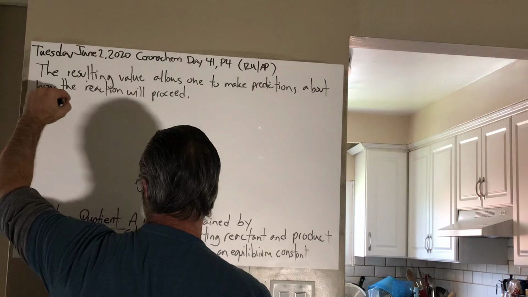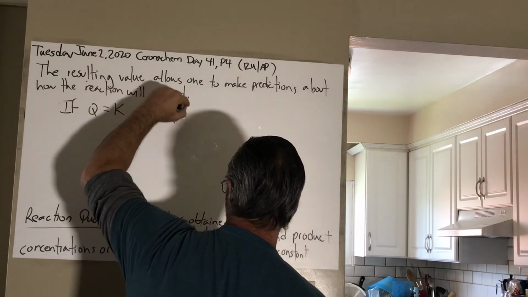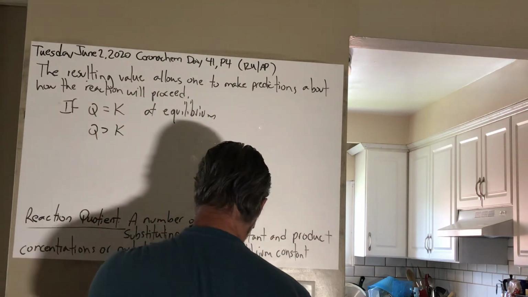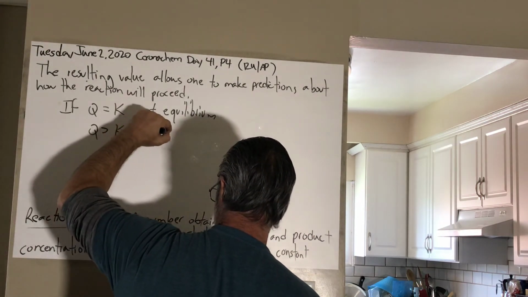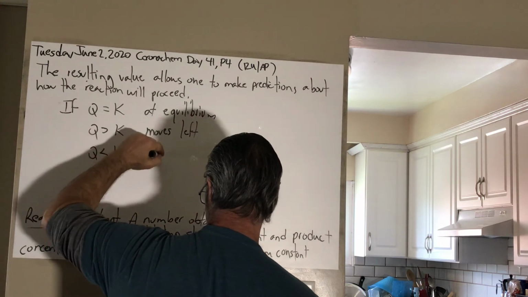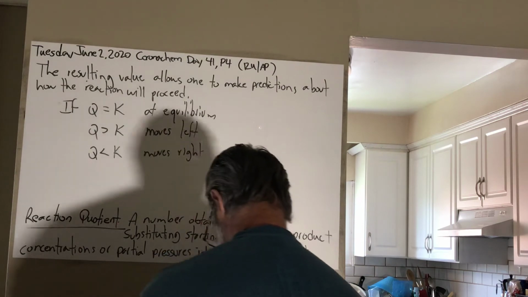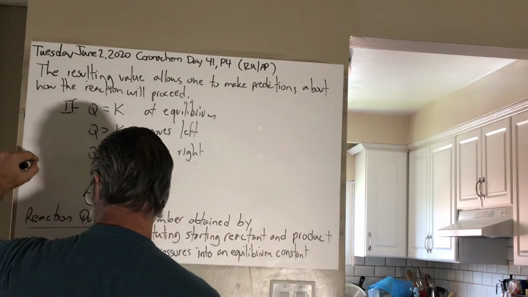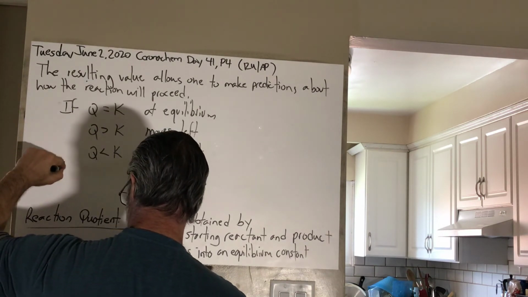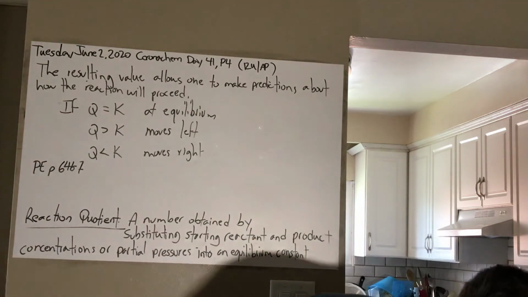So, if Q equals K, it's at equilibrium. If Q is bigger than K, it moves left. If Q is smaller than K, it moves right towards products. So, practice example, page 646 and 647, it wraps around to the next page.